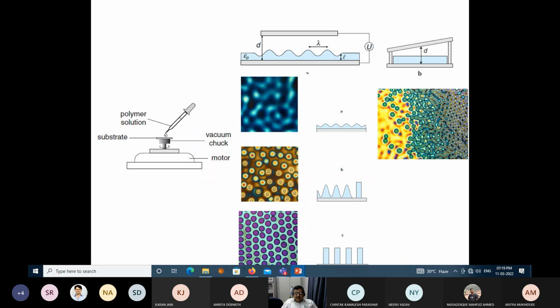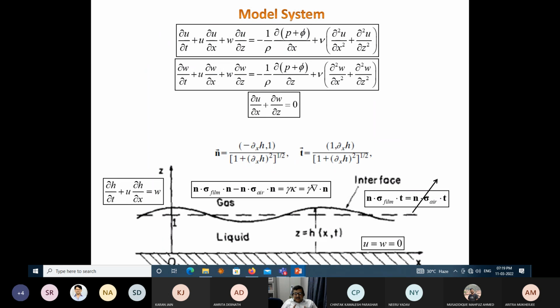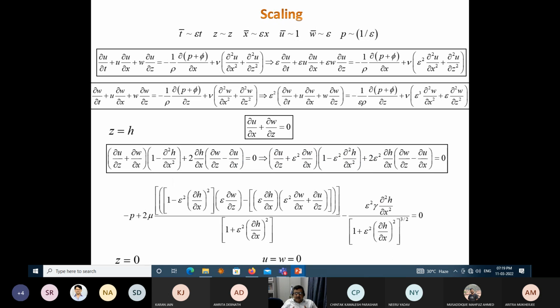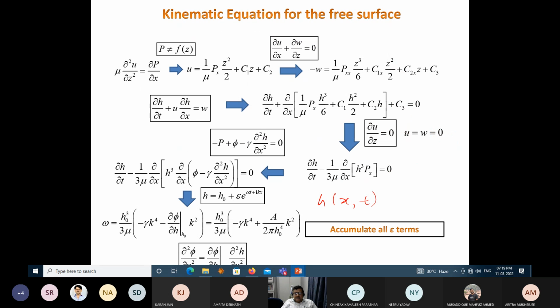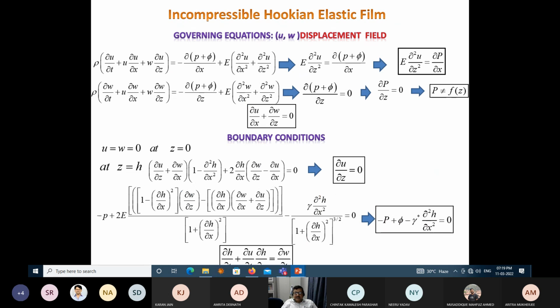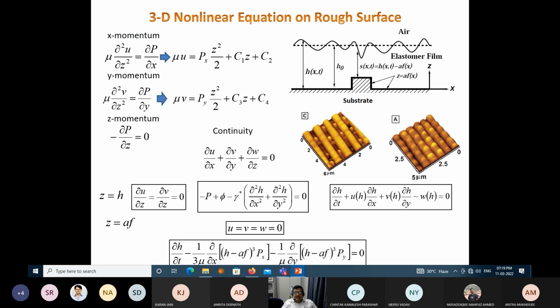So what did we do? We started by deriving the thin film kinematic equation. Then we put in a model framework. Then we enforced an order of magnitude analysis. And then from the order of magnitude analysis, we went for a Newtonian equation for the kinematic equation, then incompressible Hookean elastic, incompressible elastomer, and 3D nonlinear equation.